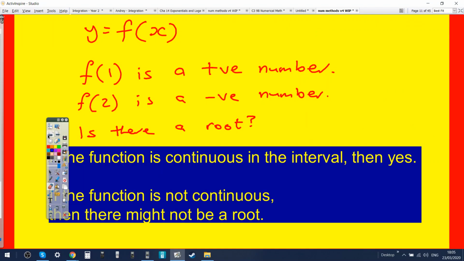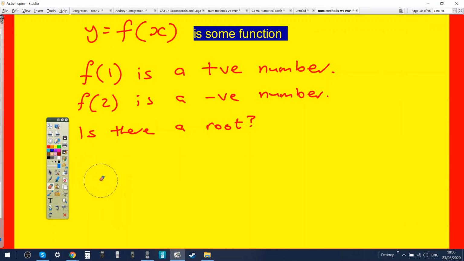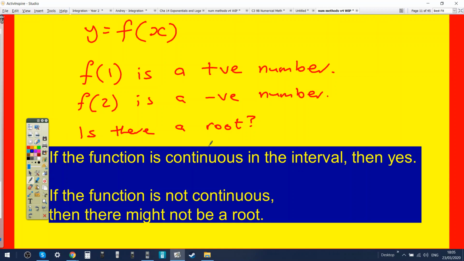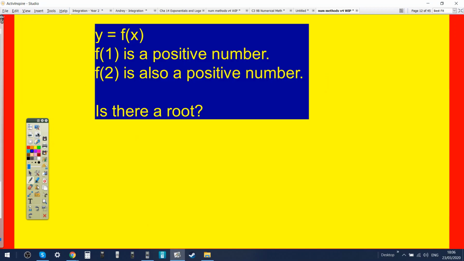Got it. Okay. How about this? 1 plus, if 1 is positive, is there a root? Potentially. Correct. Potentially. And when would there not be a root? If it's 1 over an x value. If the function is continuous, there's definitely a root. If the function is not continuous, especially in that interval, there might not be a root.